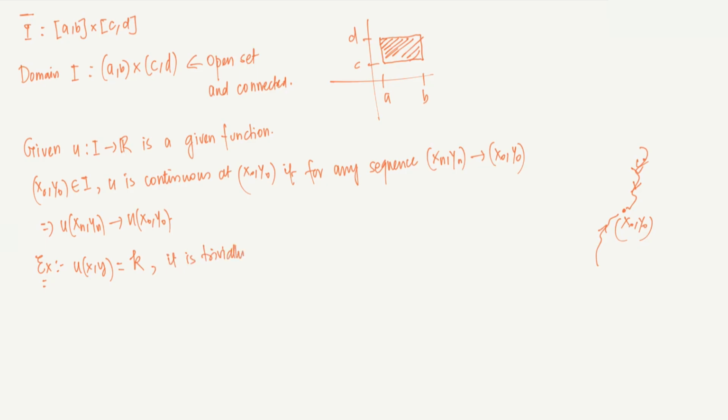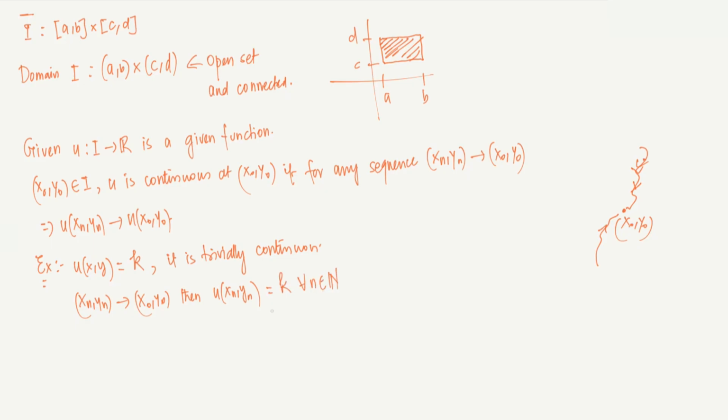Okay, why is it continuous? Can you guess? Okay, let's give you a simple answer. Let's say (x_n, y_n) is any sequence which converges to (x_0, y_0), right? Then you see what is u(x_n, y_n). u(x_n, y_n) will be k for all n in N, right? Because u is always k.